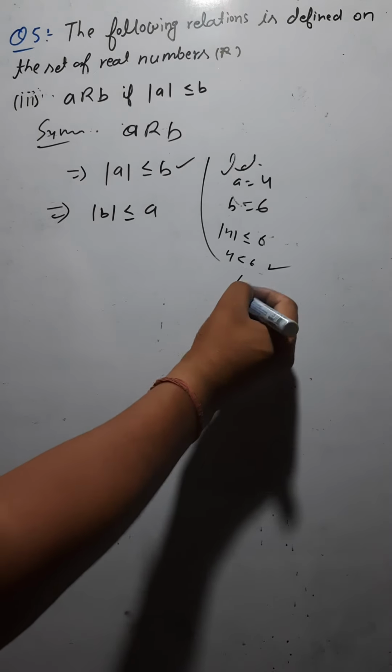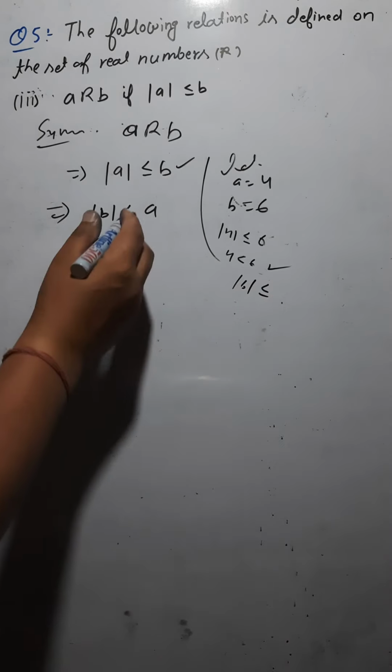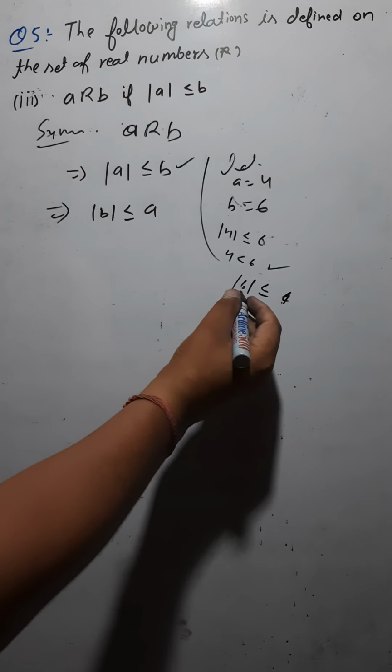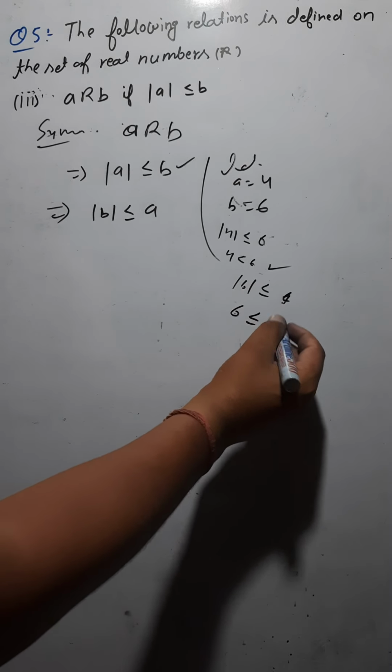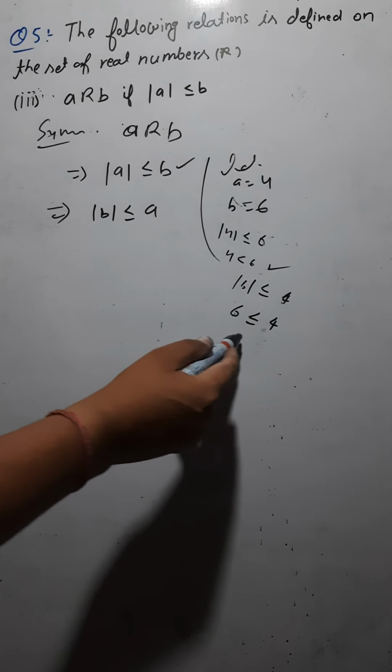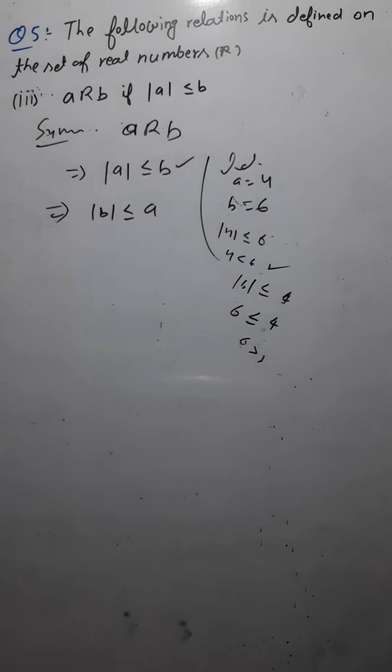Mod of B, that is mod of 6, less than or equal to A is what? 4. Mod of 6 is 6. So can 6 be less than or equal to 4? No, 6 is always greater than 4. We cannot write this, isn't it?